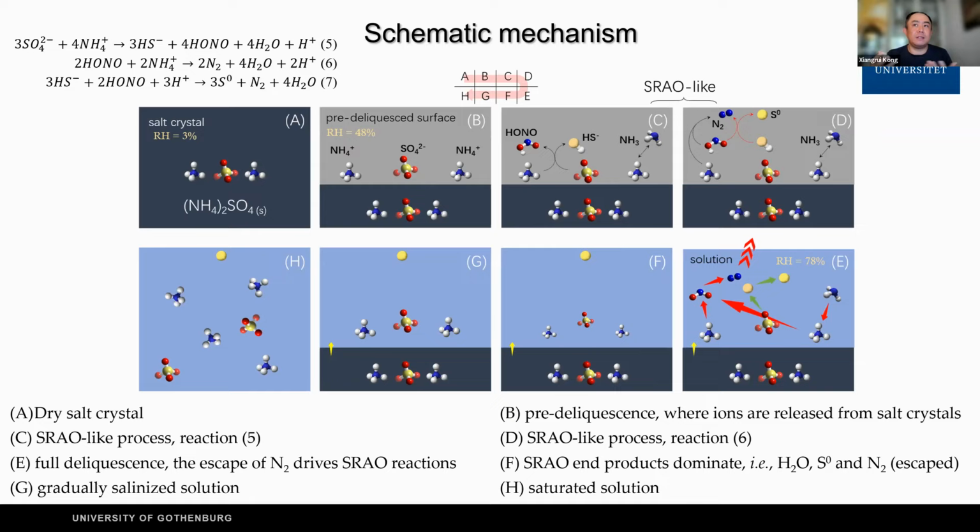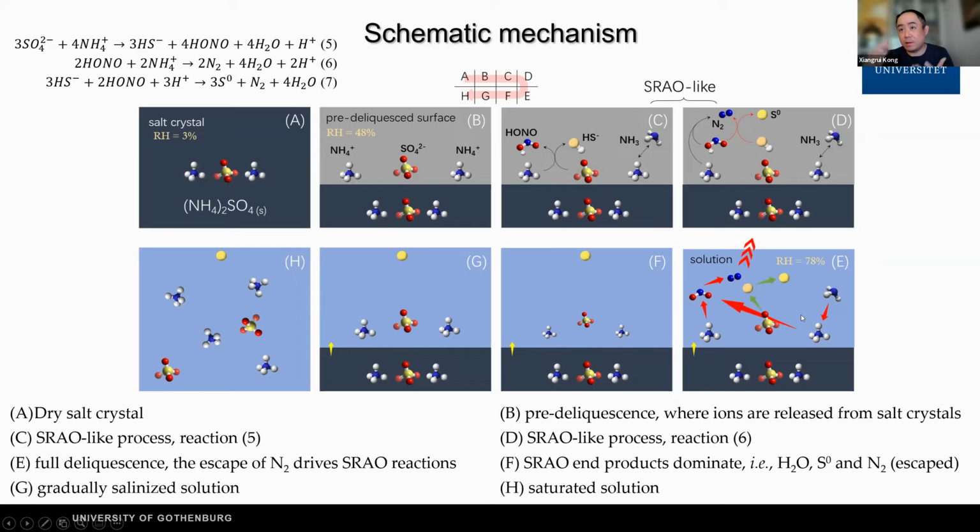Nitrogen gas, or N2. But because N2 is so volatile, it doesn't really like to be in the condensed phase, which can easily go to the gas phase. So this is 48% of the RH. And we further increase the RH to 78%. And this is during this transient phase.